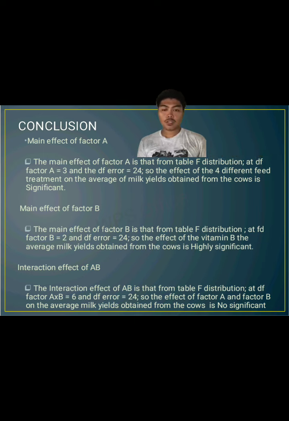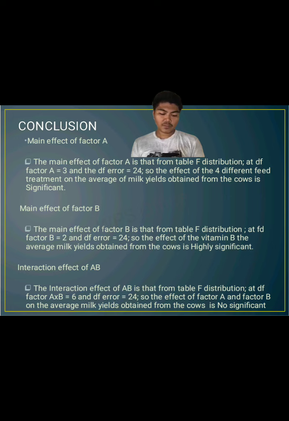Make a short conclusion. Main effect of factor A. From the table of F distribution, at DF factor A equals to 3 and DF error is equals to 24. The effect of the 3-feed treatment on the average milk yields obtained from the cows is significant.